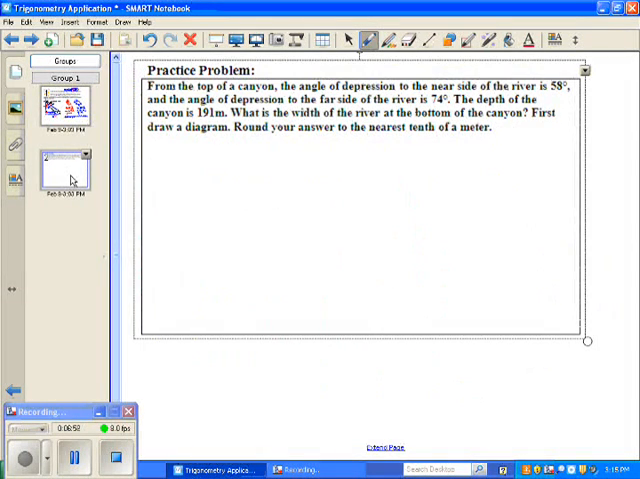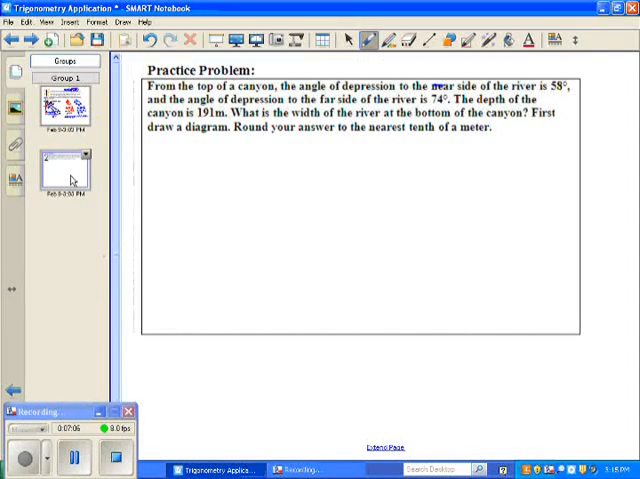So here we have the problem. I just want to make one correction. The 58-degree angle refers to the far side, and this 74-degree angle refers to the near side.